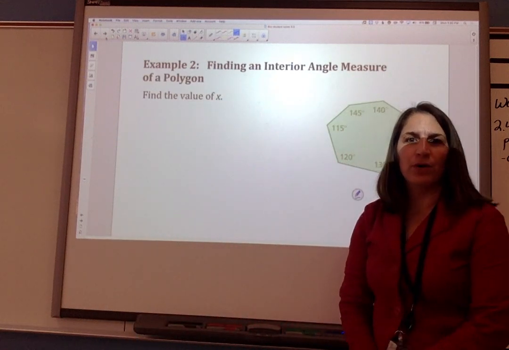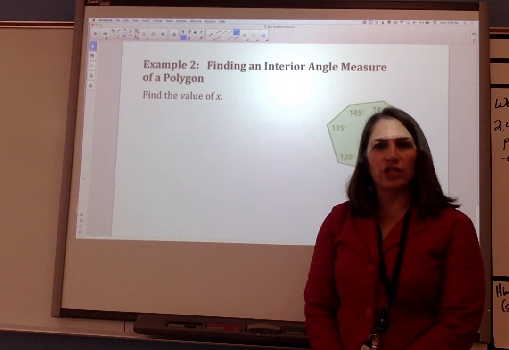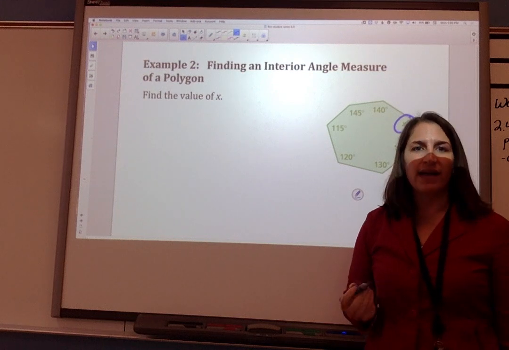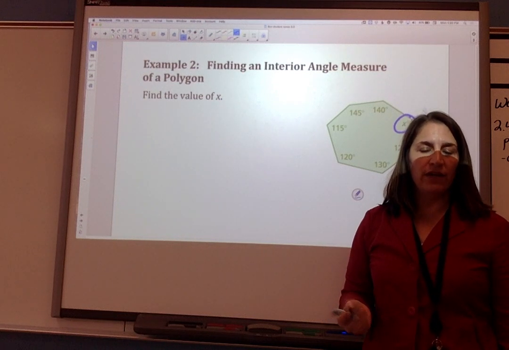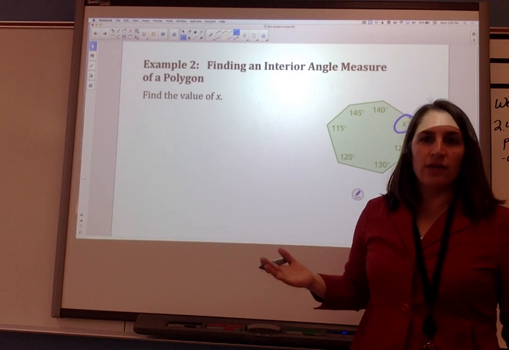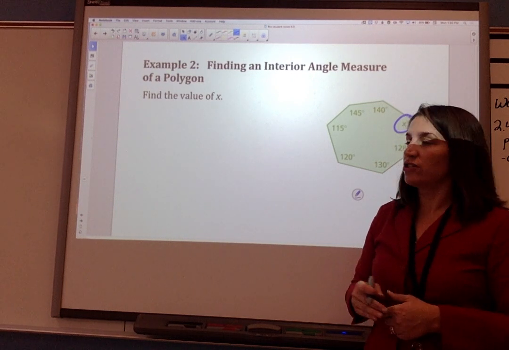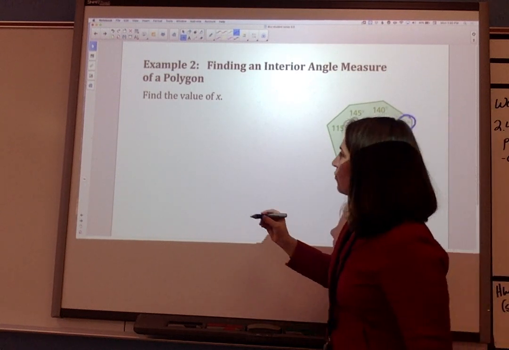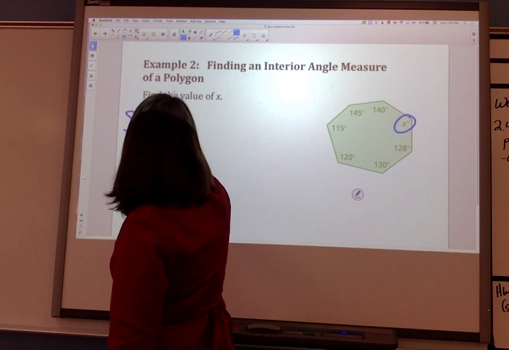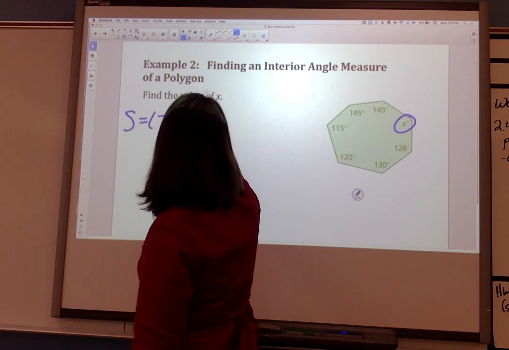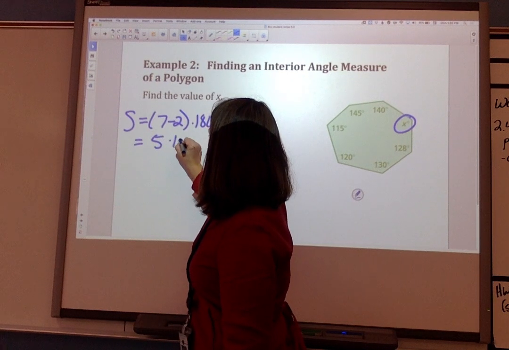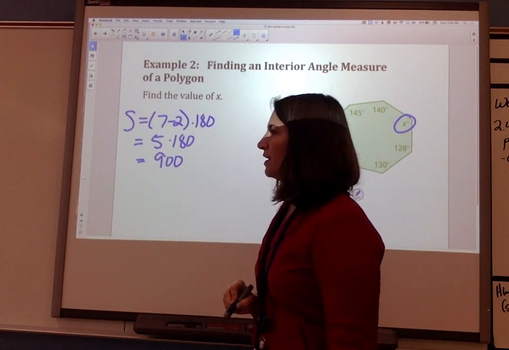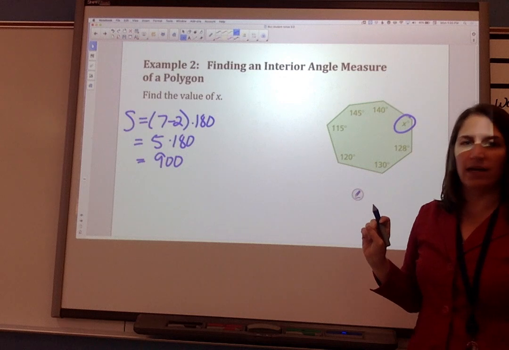Let's look at our next example where we're finding an interior angle measure of a polygon. So here we're given all of these angles, and we have one angle that's x that we need to solve for. So first we need to figure out, well, how many degrees are there in the sum of the interior angle measures of this polygon? So it has 1, 2, 3, 4, 5, 6, 7 sides. So we're first going to say S equals 7 minus 2 times 180. That would be 5 times 180, which is 900. So the sum of all of these angles is going to be 900.